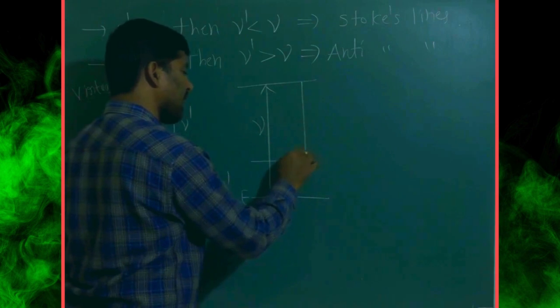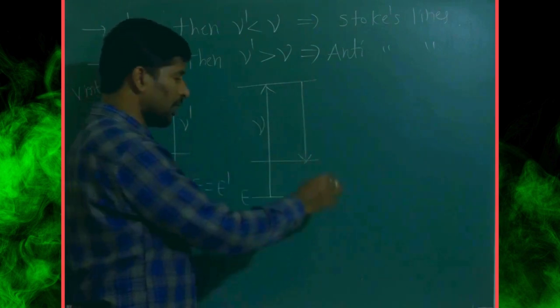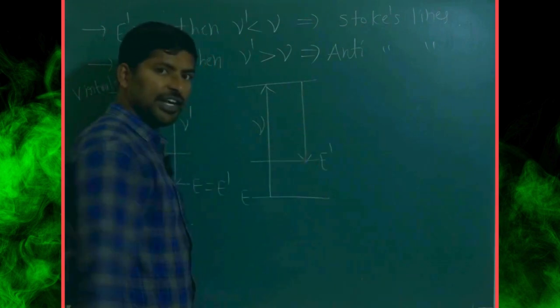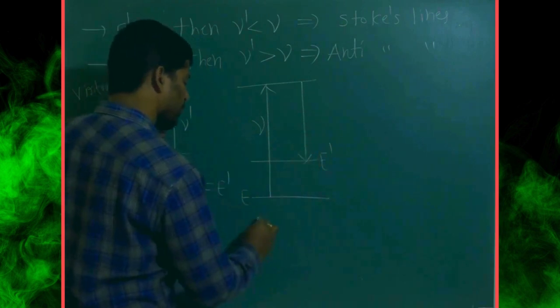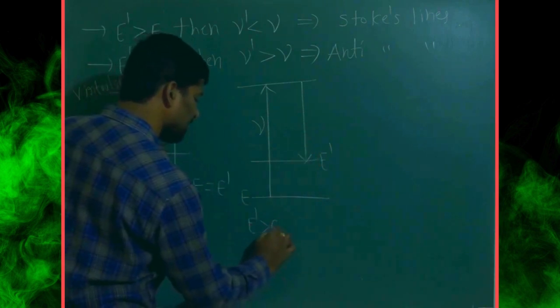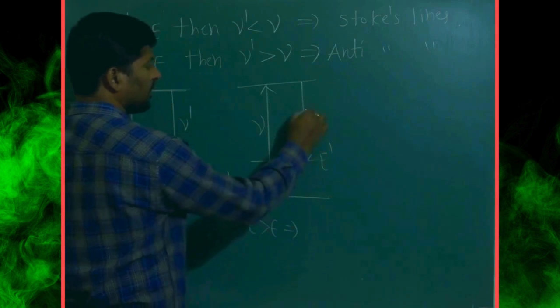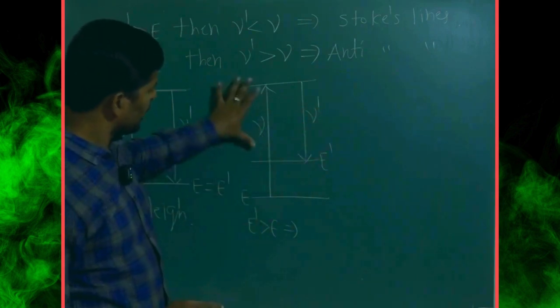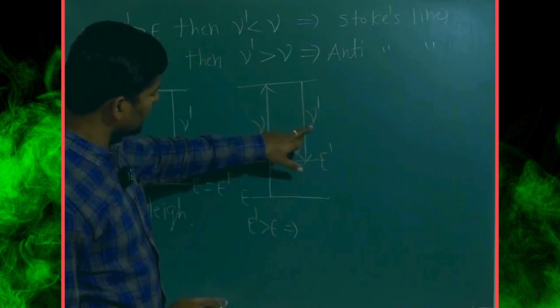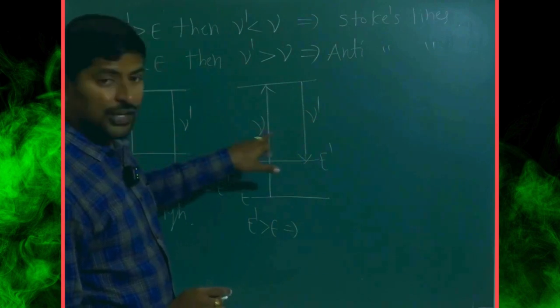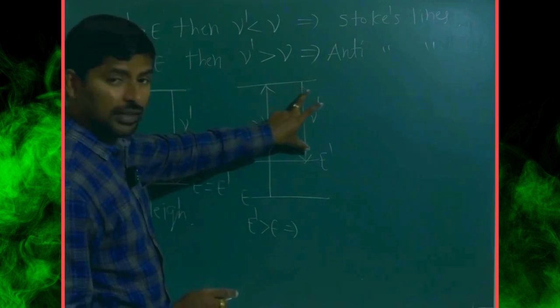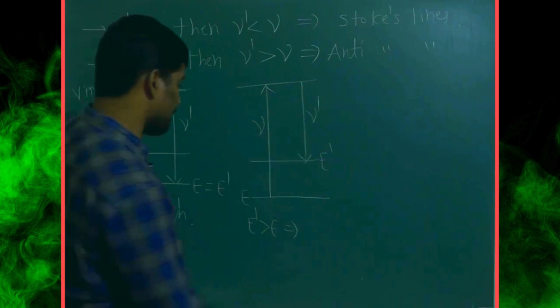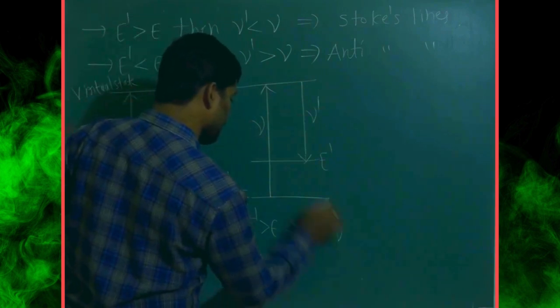Now, this is the scattered radiation frequency. During scattering, the molecule returns to this E dash state. Now what about E dash? E dash is greater than E. If you observe, this is the scattered radiation frequency. So, is nu dash greater than nu or less than nu? Nu dash, this gap is less. That means frequency decreases. Nu dash is less than nu.